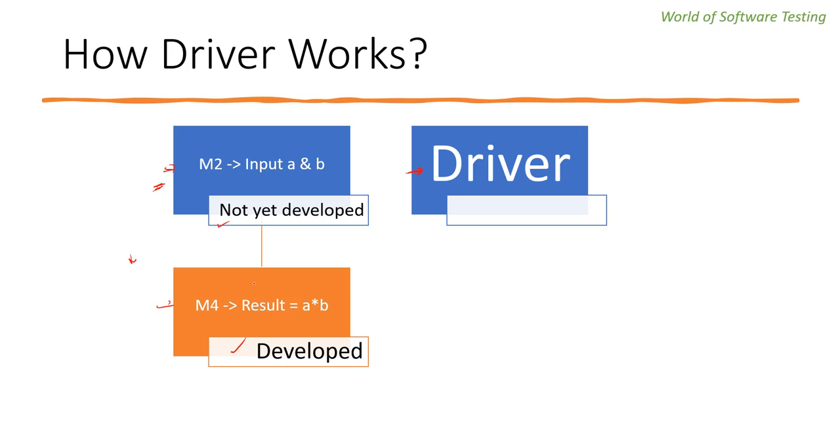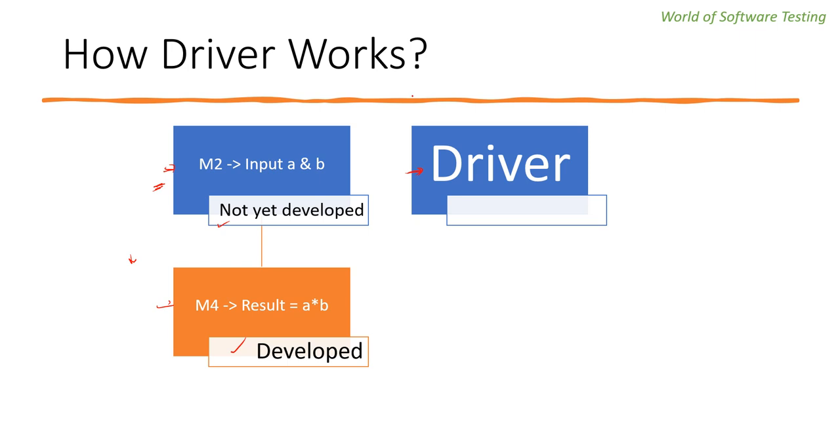So we pass the driver to the M4 module as a request and get the response from the module M4. Then we do the comparison between the request and the response, which is called XML parsing. So if the response is as expected, then we can say that M4 is working as expected.